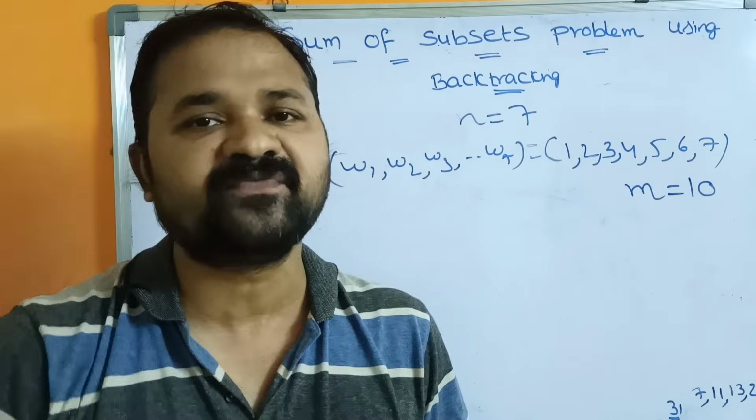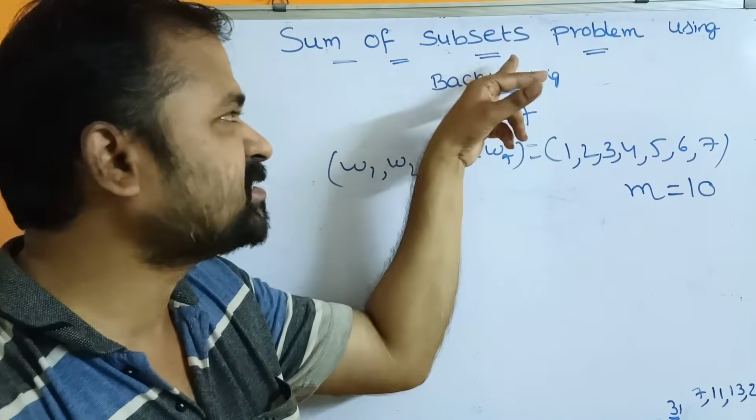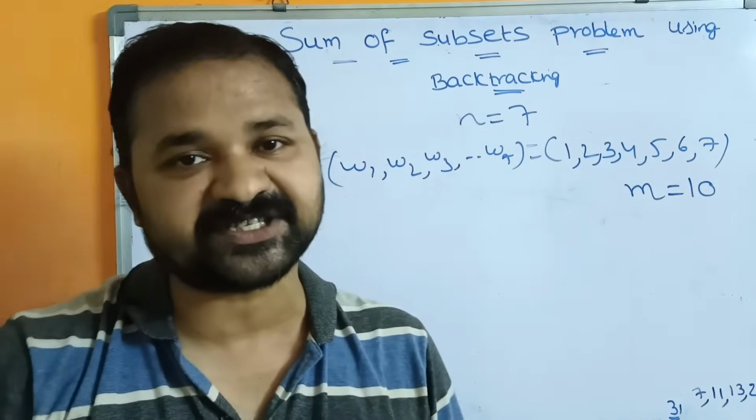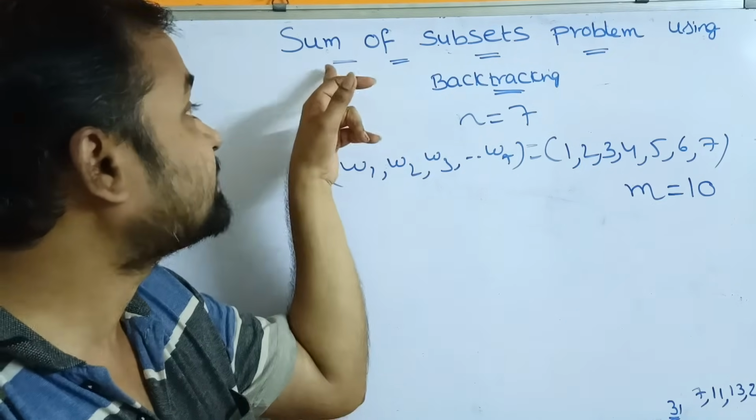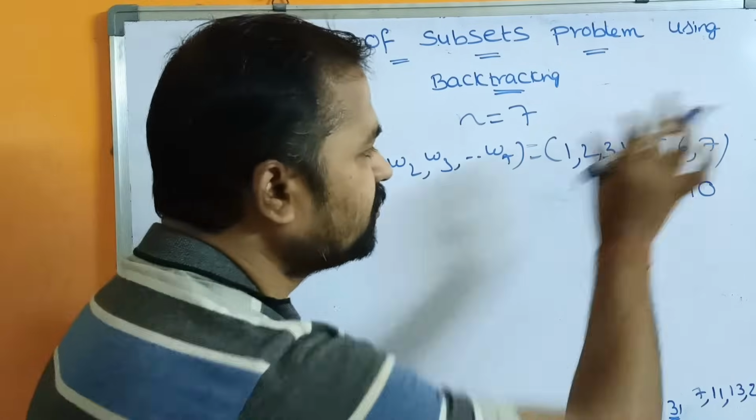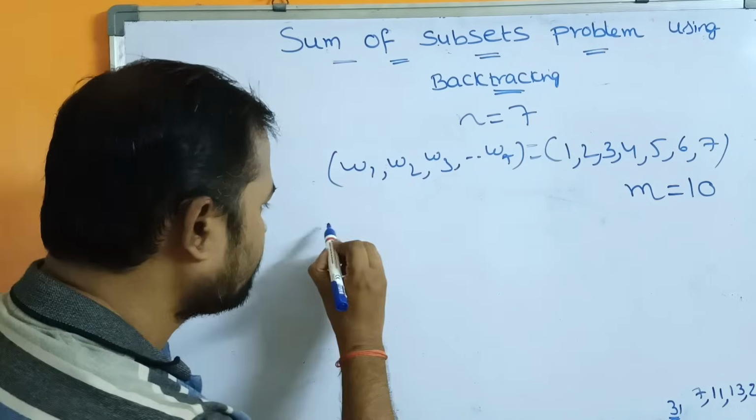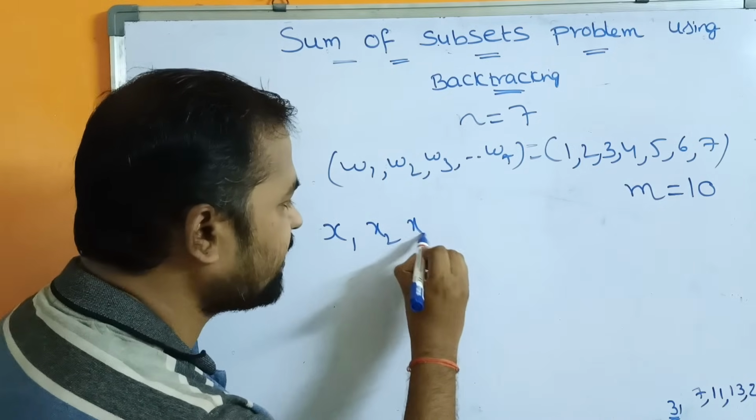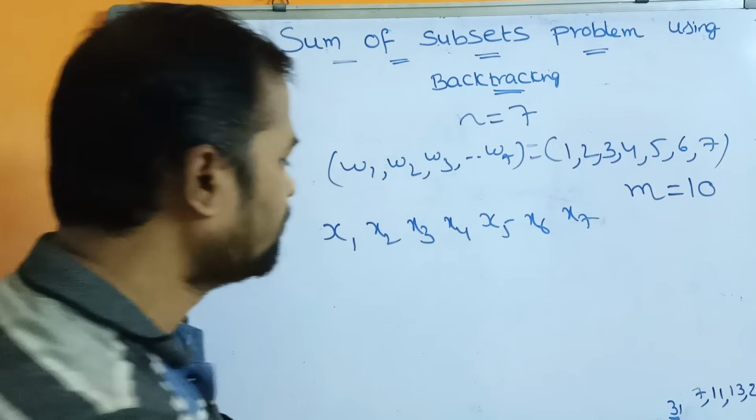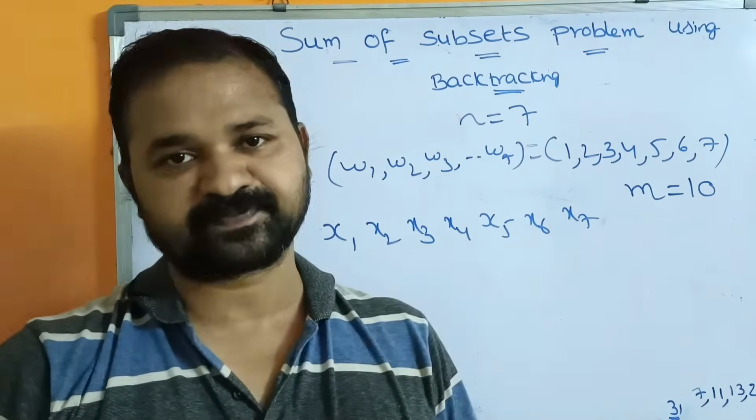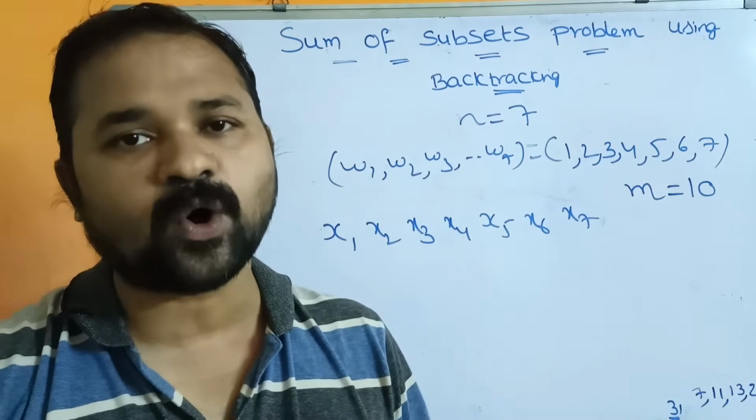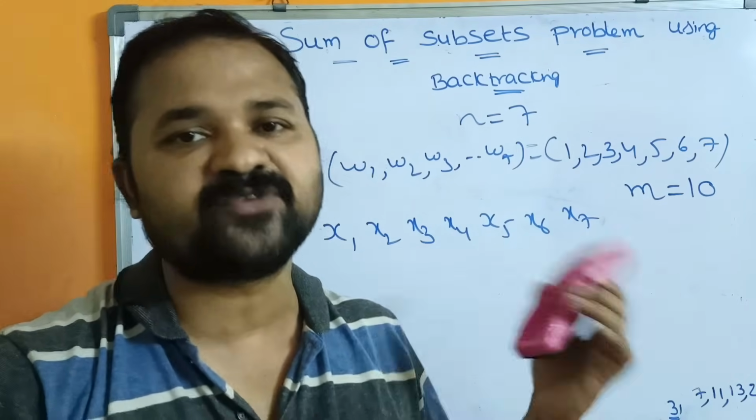Now, the major aim of this problem, as the name itself specifies, is that we have to find the subsets or combinations in which their sum must be equal to m. Here, what are the objects? Totally 7 objects are given. We can denote this with the help of x1, x2, x3, x4, x5, x6, x7. If an object is considered, then the corresponding x value is 1. If an object is not considered, then the corresponding x value is 0.